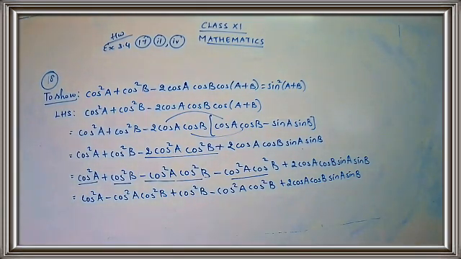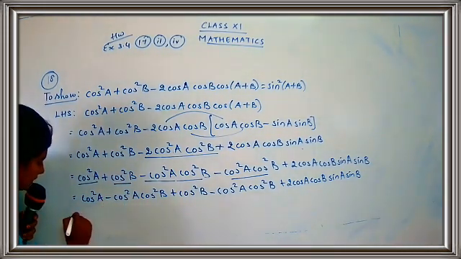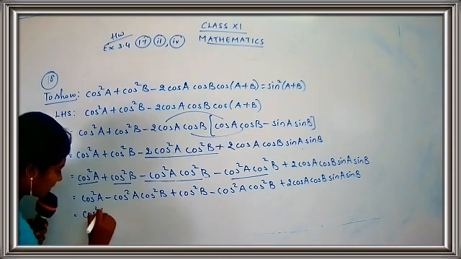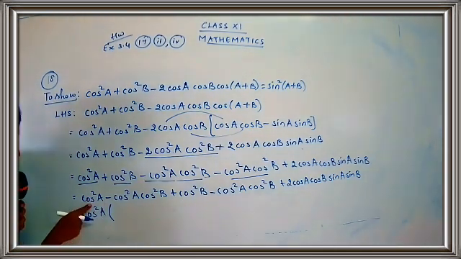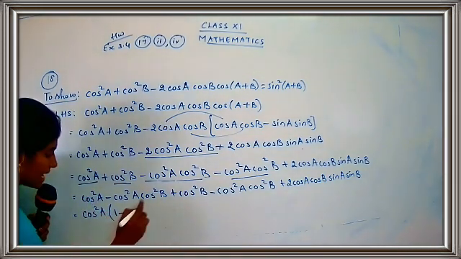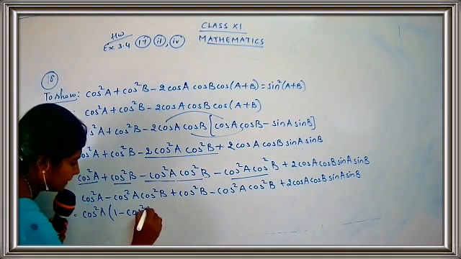Now, just see the first and the second term, and just see the third and the fourth term. We can take some common parts over here. So, let's take a common part here. What can be taken common here? Cos square A can be taken common. So what is left here? 1. We have taken cos square A common. So, 1 minus cos square B.